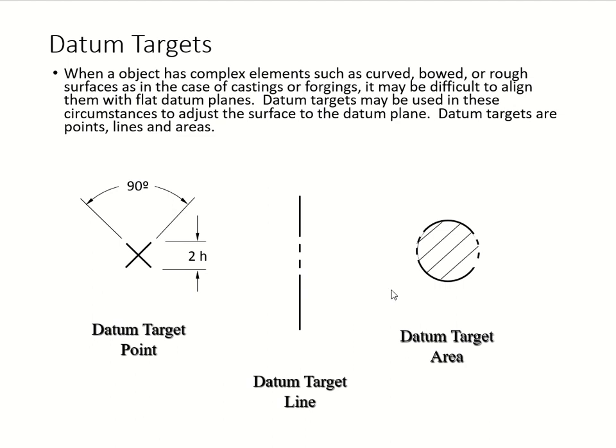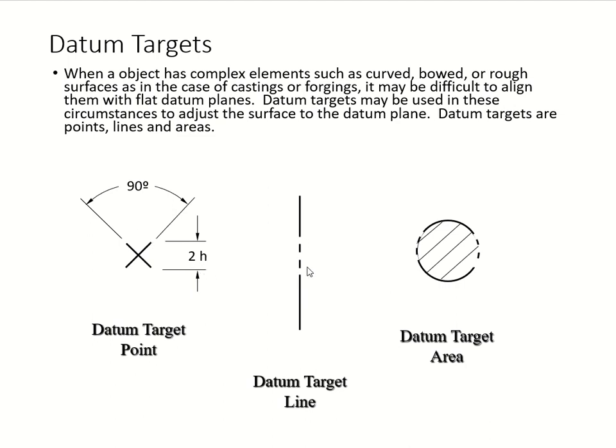You have to visualize it. You can get it by reading it. So datum targets are, we have points, we have lines, and we have area. So point going this way, line with this, and then the area, of course, looks like section lines. So here, little point with a cross, it's just showing you the angle from here to here for that point is 90. Height is going to be 2h.